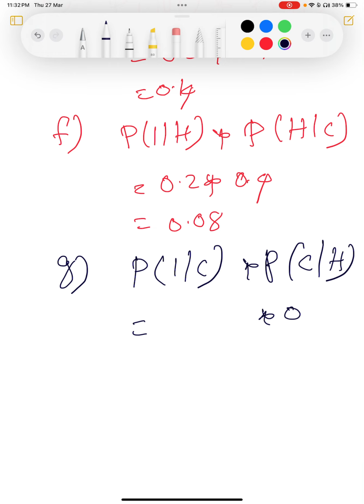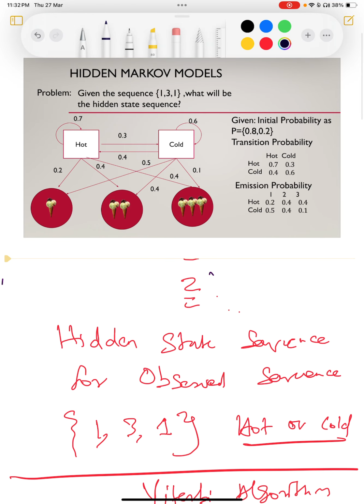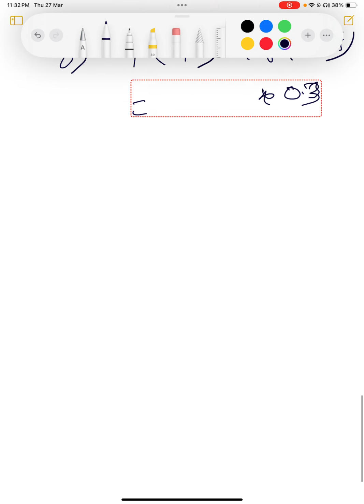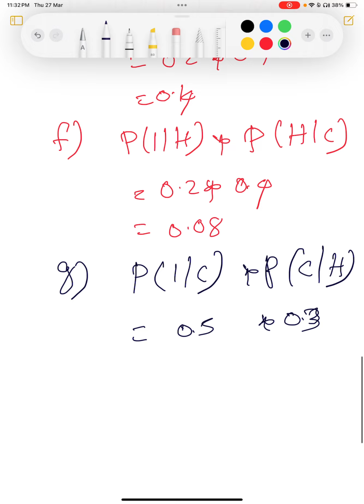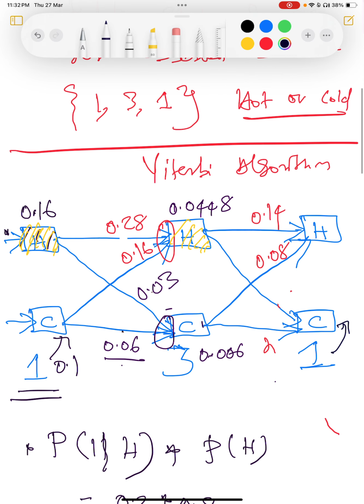So it should be 0.3 and 1 given C. What's 1 given C? It should be 0.5. 1 given C is 0.5. So it should be 0.15. G is 0.15.